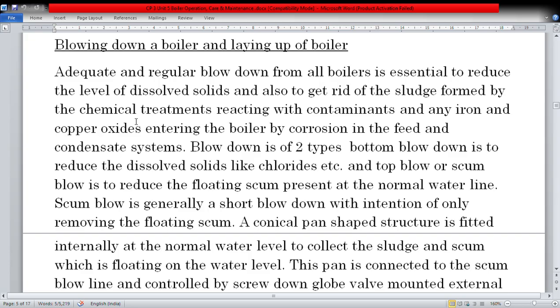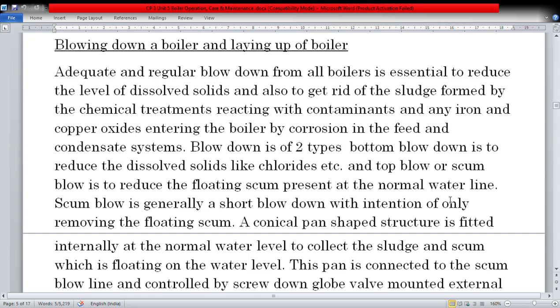I have already made a separate video covering all about boilers, in short, including the types of blowdown, but here we'll see it question-wise in detail. Blowdown is of two types. Bottom blowdown is to reduce the dissolved solids like chlorides, etc., and top blow or scum blow is to reduce the floating scum present at the normal water line. So blowdown is of two types, bottom blowdown and scum blowdown. Scum blowdown is from the top, and this blowdown is from the bottom.